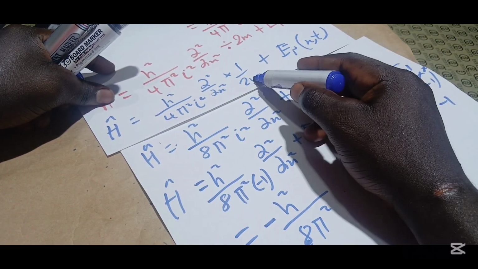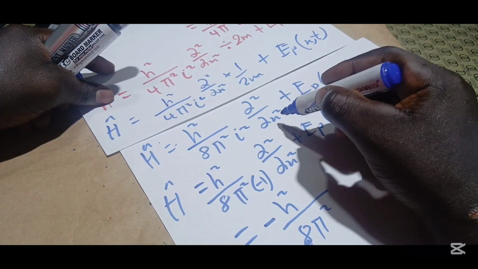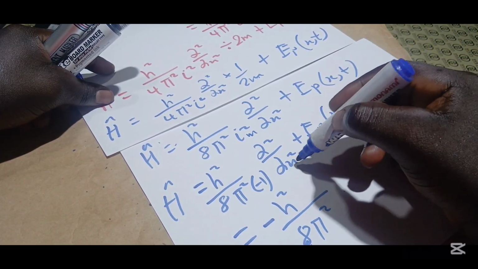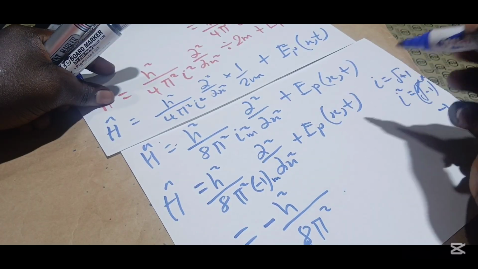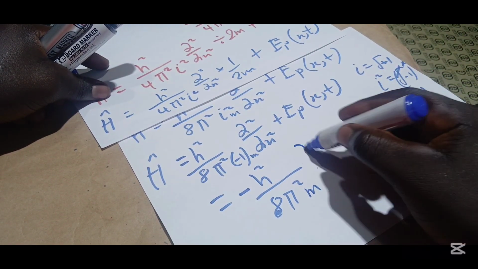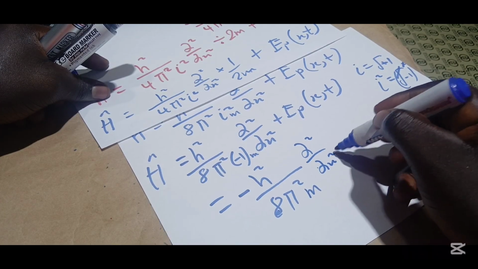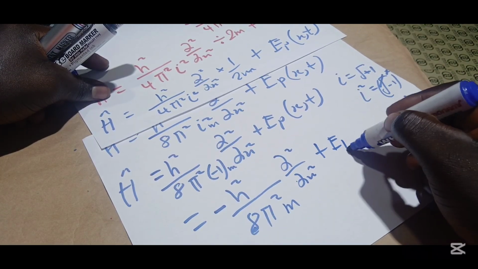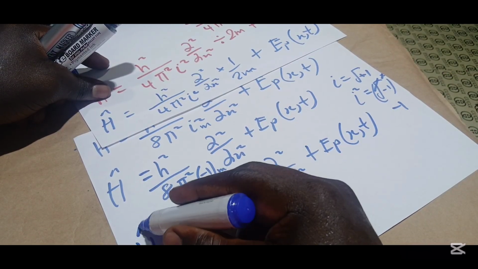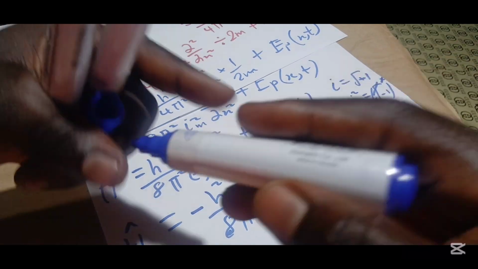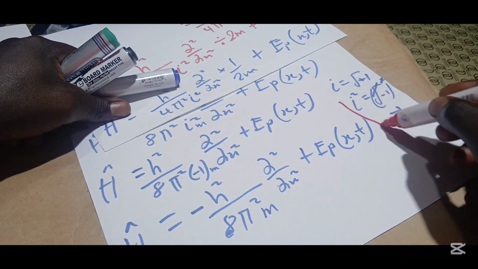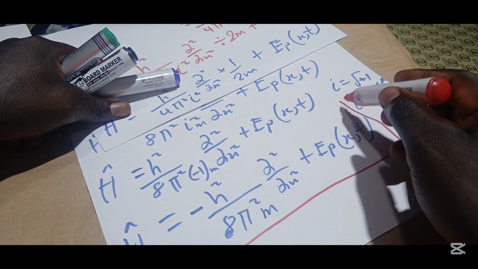Don't forget that we didn't bring our m here, right? We should have the m term here. So minus h squared over 8 pi squared m, d squared over dx squared, plus our potential energy term. So this is now the Hamiltonian operator.